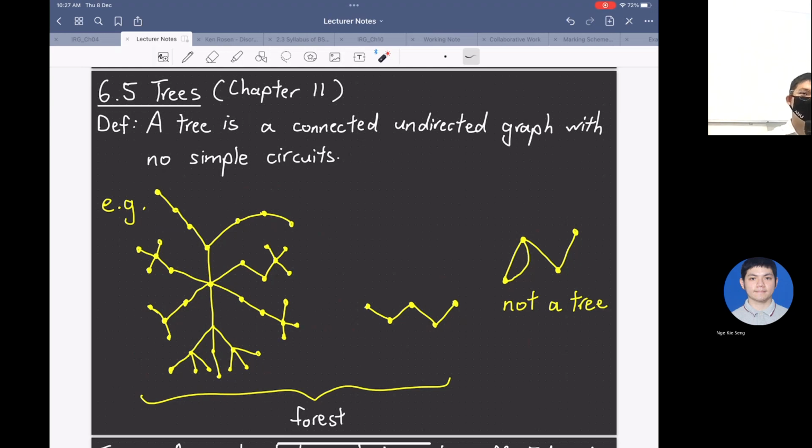You can also have a directed tree. You can have a directed tree, but we try to be as general. You can put direction in, but yeah.